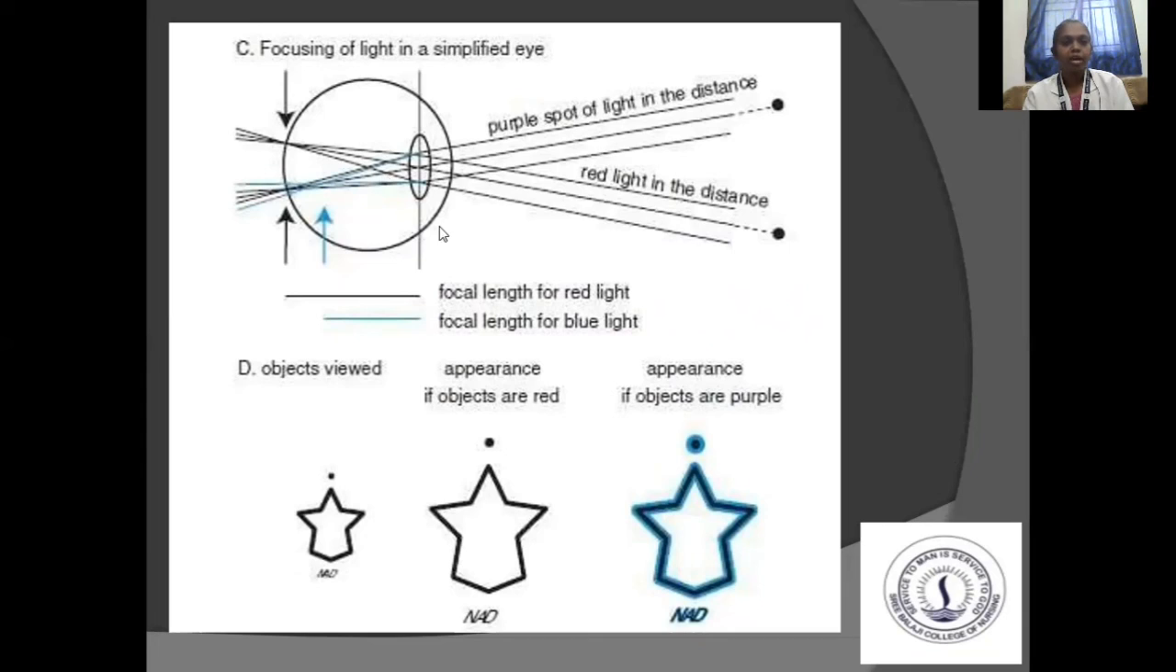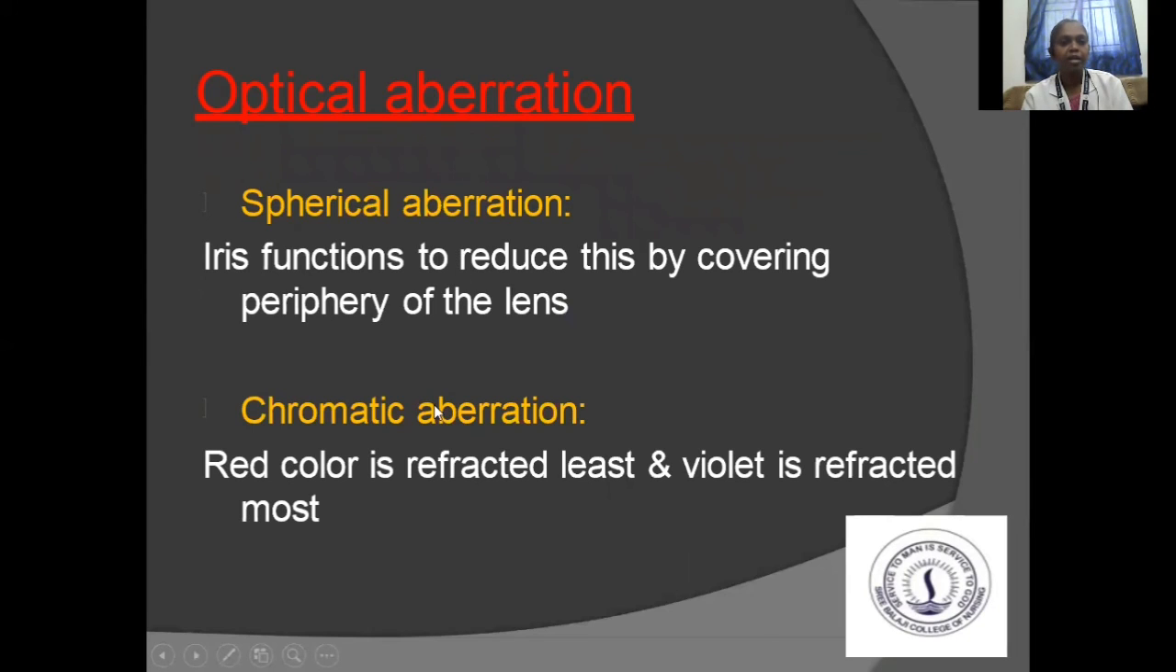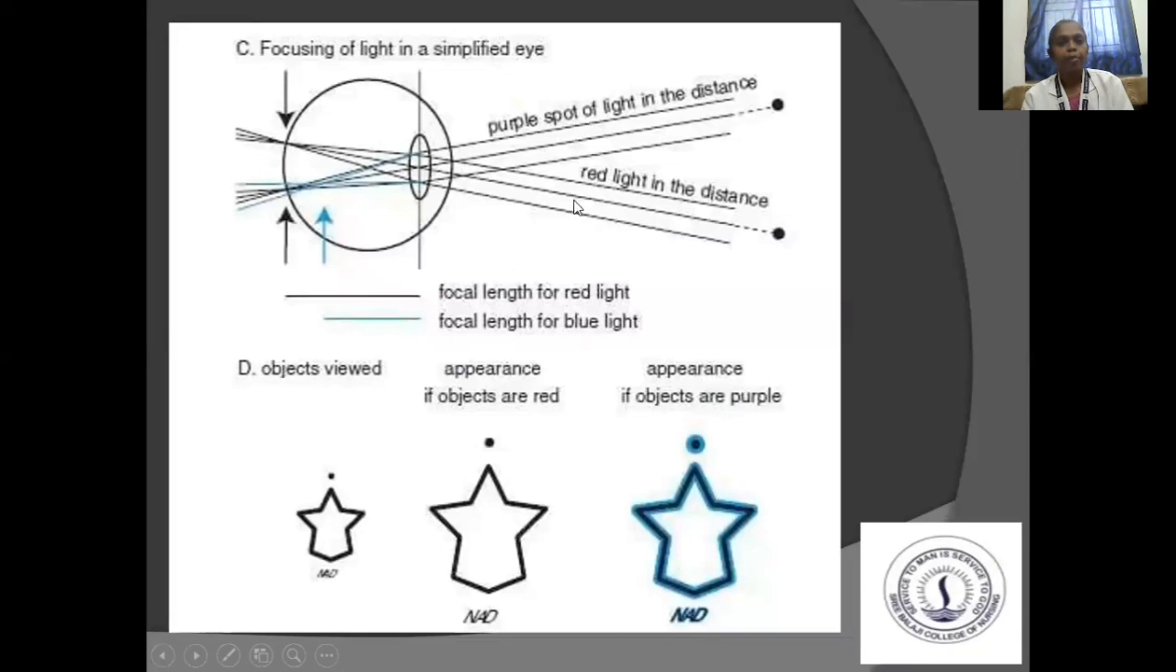Here we can see how the variations occur. A purple spot of light in the distance, and a red light in the distance. Previously it was told in the spherical case; here, red color will be refracted least compared to violet, so violet is refracted most. See the difference. Red is not reaching properly, it is going beyond, but purple is stopping here itself. So both will create a problem.